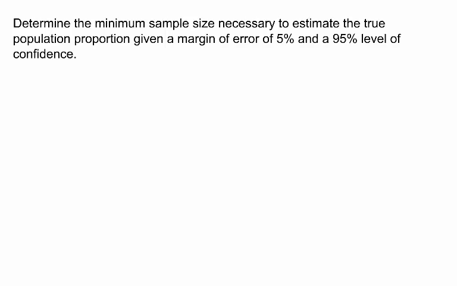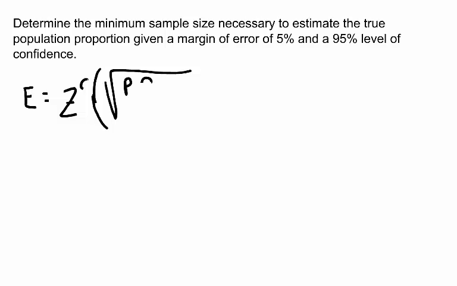We'll start by reviewing the margin of error formula for population proportions. That formula is E equals the critical value of Z times the square root of P times Q divided by N. Since we're solving for N, we need to be able to establish values for E, Z critical, P, and Q.